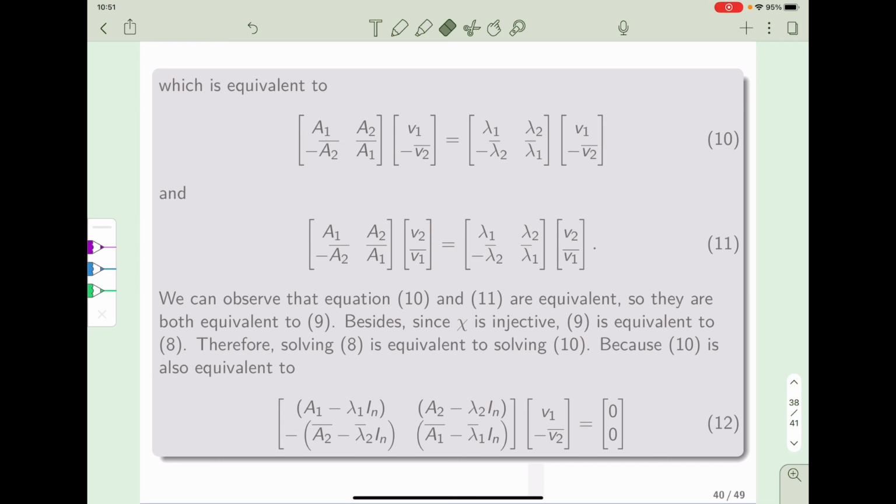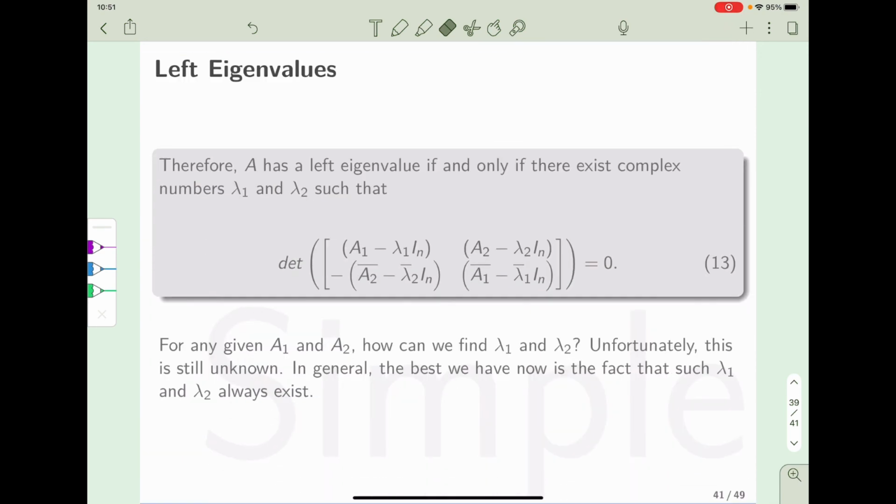We have no way but to continue the algebra to see that finding a left eigenvalue of A is equivalent to finding a pair of complex numbers lambda 1 and lambda 2, such that this determinant is equal to 0. However, methods of finding such a pair in general are still unknown.